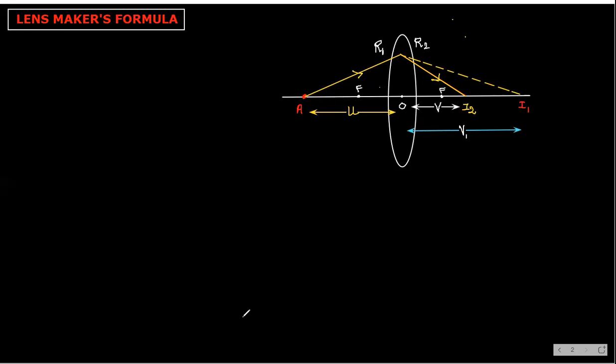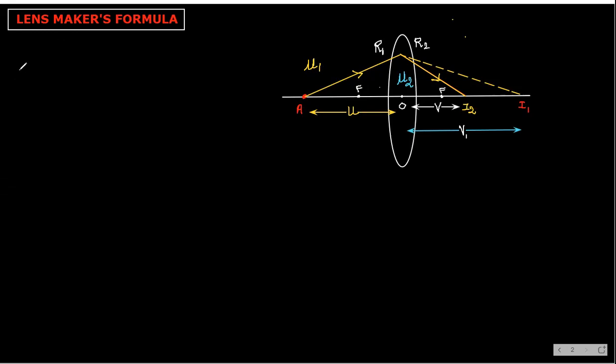Now, as we are having two mediums, let us suppose this medium, air or whatever, outside the lens, whatever the medium is present, has refractive index mu1, and this lens, its refractive index is, let us suppose, mu2. Understood? Right. Now let's see how to derive.